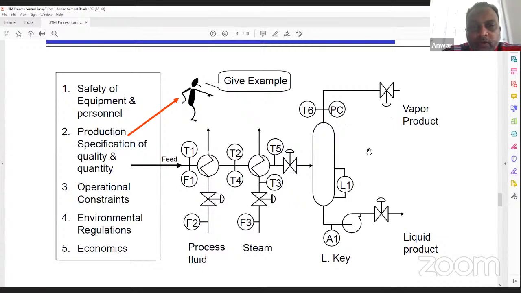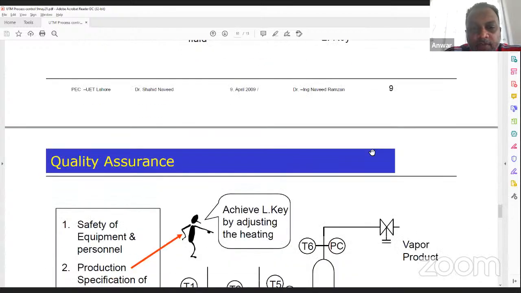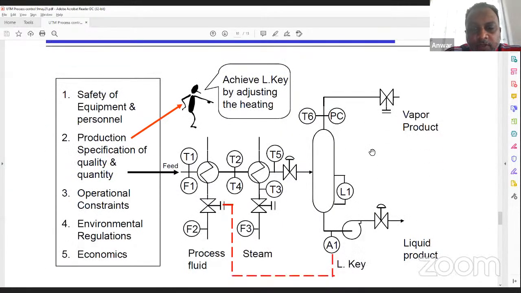All right, so we'll move to the next slide.